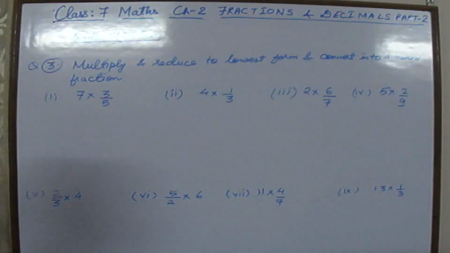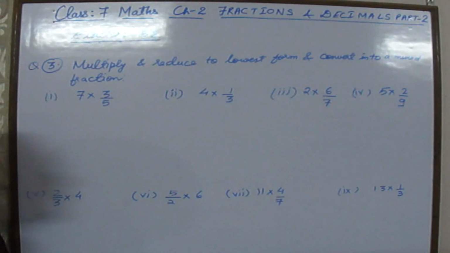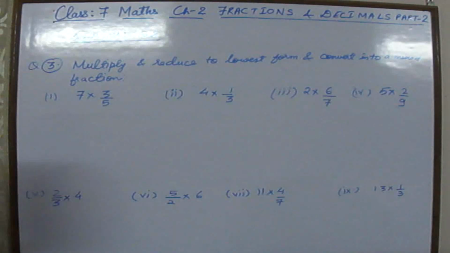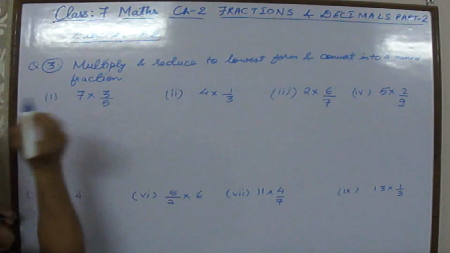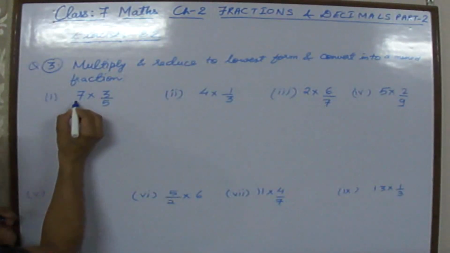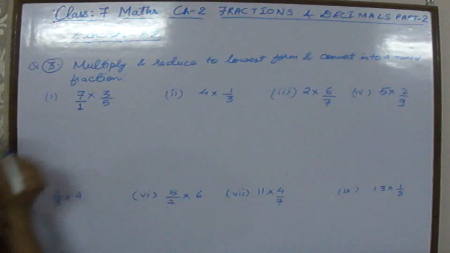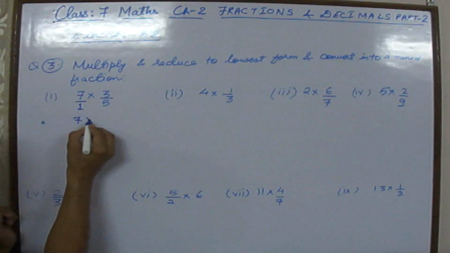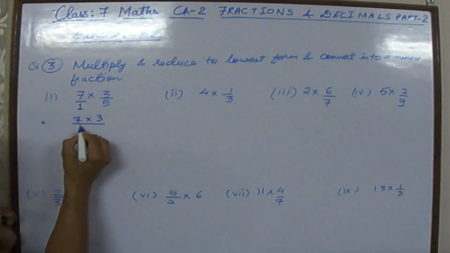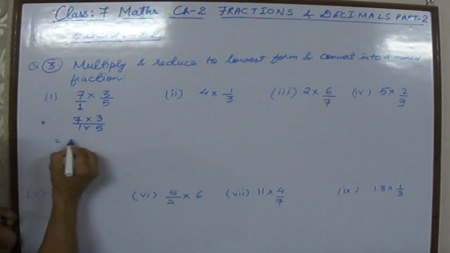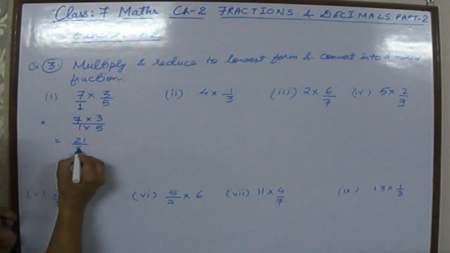Now let us begin with exercise 2.2, question number 3. Multiply and reduce to lowest form and convert into mixed fraction. So let us start with question number 1, 7 into 3 by 5. As usual you have to put 1 as denominator. Now multiply numerator with numerator and denominator with denominator. 7 3s are 21 and 1 5 is a 5.